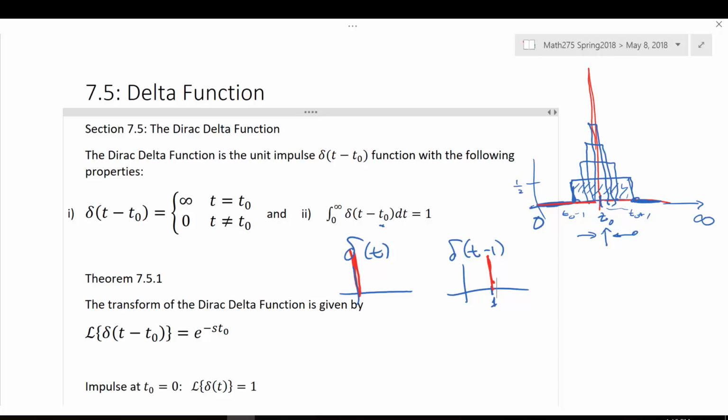So in any case, the whole point is that we want to be able to use this as an action, and then be able to solve our differential equation where the delta function is part of the differential equation. And we're going to do that by doing a Laplace transform.